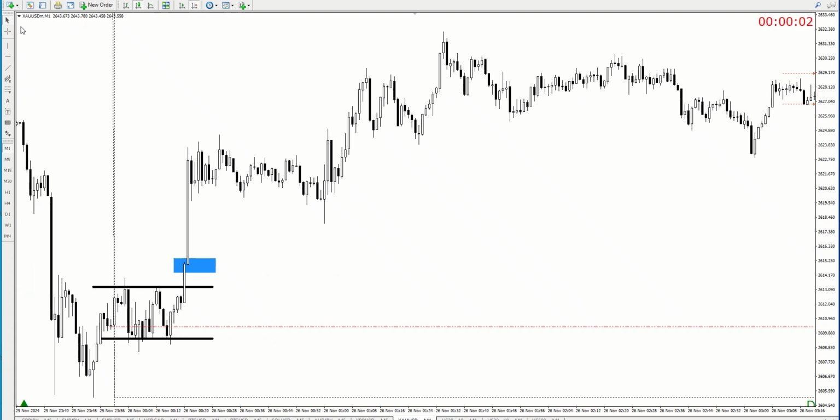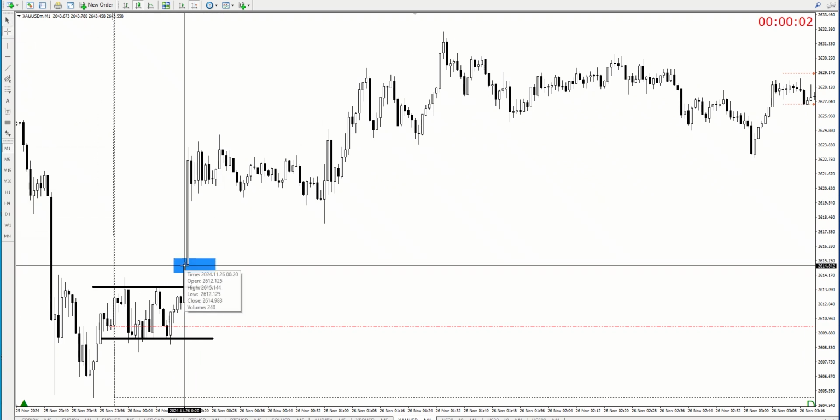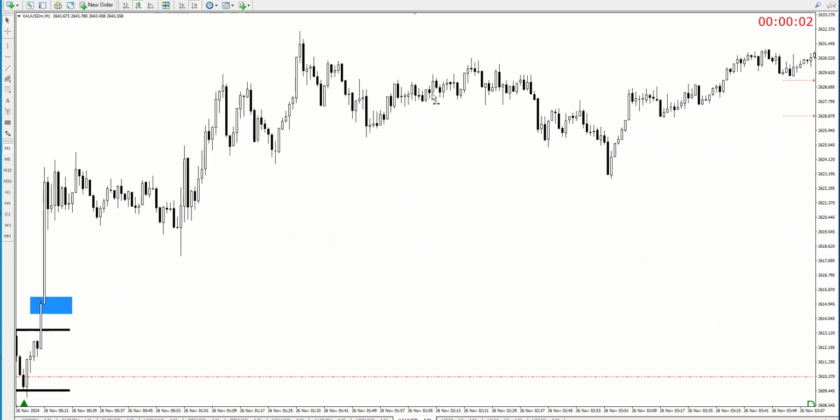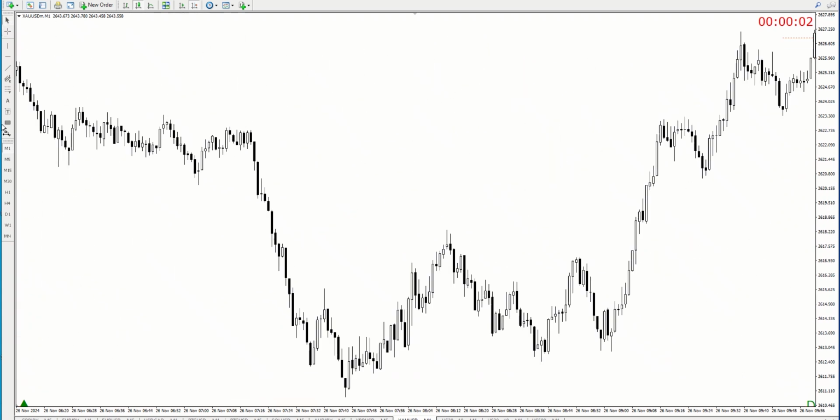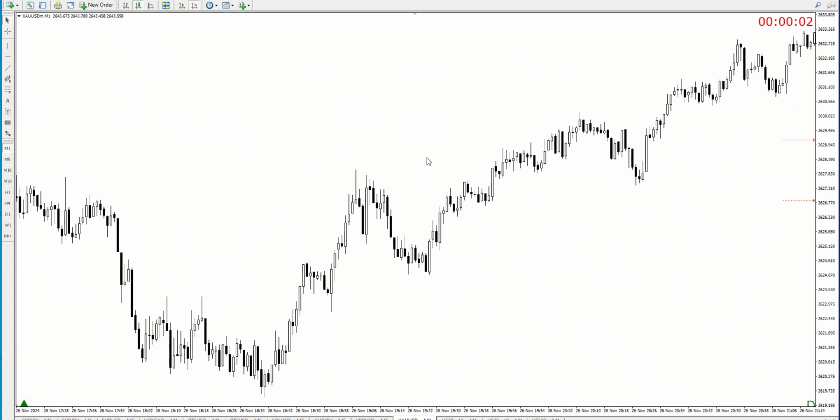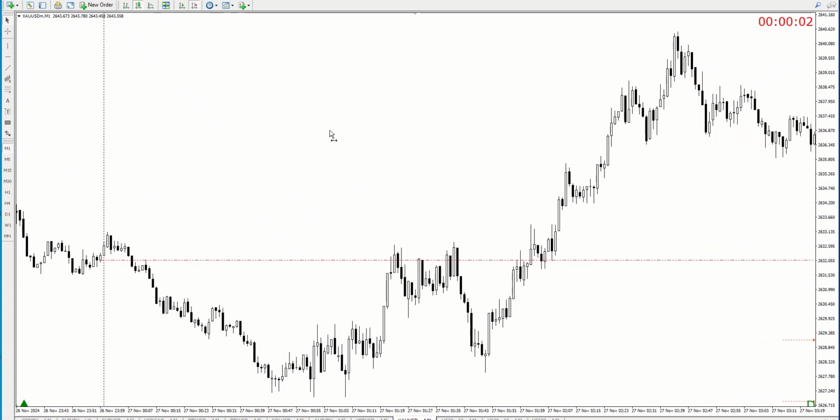During Asia, you can take 50 or 100. Most of the time it's going to go 50, but depending on the day, it is going to reach 100. As you can see, this one went 170. Okay, 170. Let's go to the next day. I just want to show you this so that you can start understanding them.